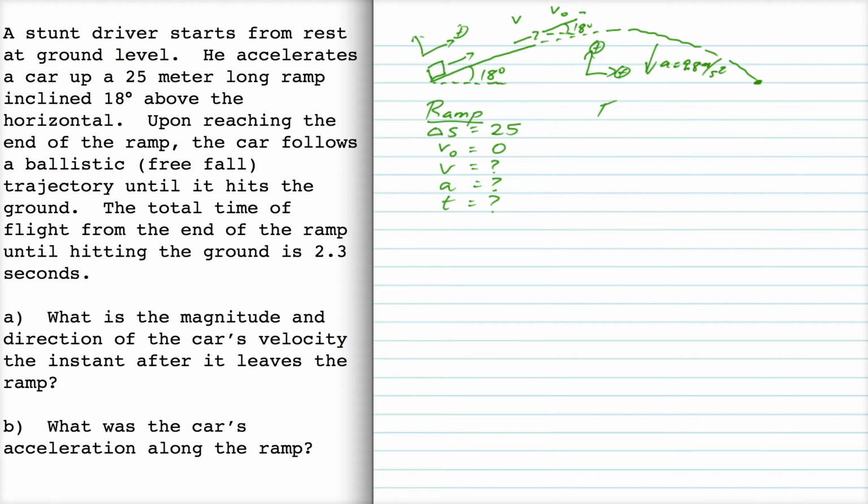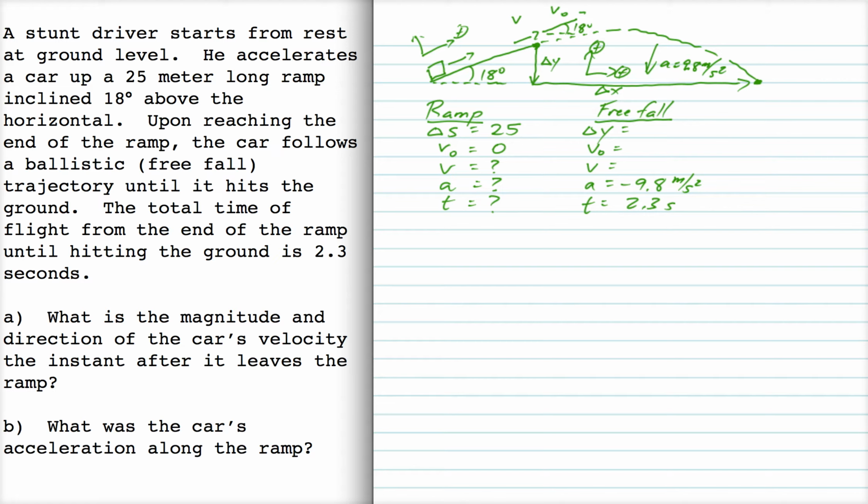For the free fall part, this is the part that goes from the ramp to the ground. We know that the acceleration is negative 9.8, and we know the time is 2.3 seconds. Now there is one more thing that we can say, which is that from this point down to the ground, the car has a delta y and a delta x, right? And actually I can find that delta y.